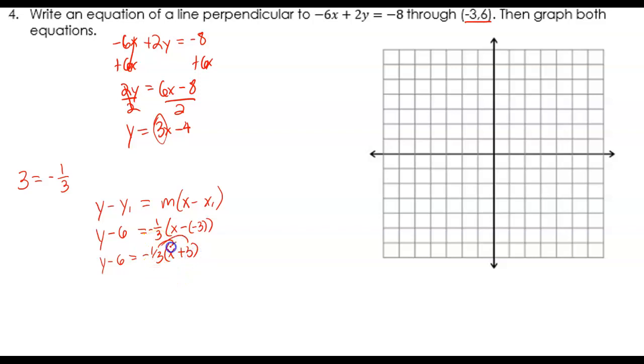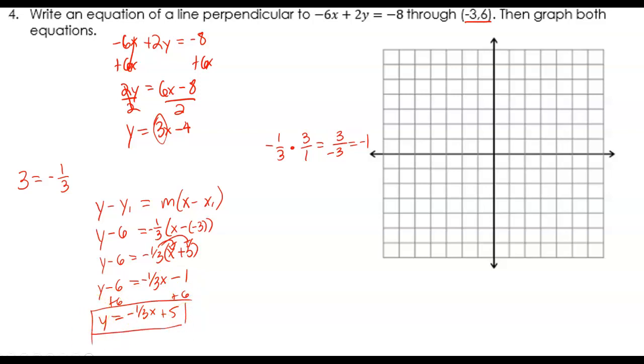I'm going to distribute my negative 1/3 in here. I'm going to have y minus 6 equals negative 1/3 x. And then I can do this out here. Negative 1/3 times 3 is the same as times 3 over 1. I get 3 over negative 3, which is just negative 1. So this is negative 1 right there. And then finally I add 6 to both sides. That gives me y equals negative 1/3 x plus 5. So notice that they don't have the same y-intercept now.